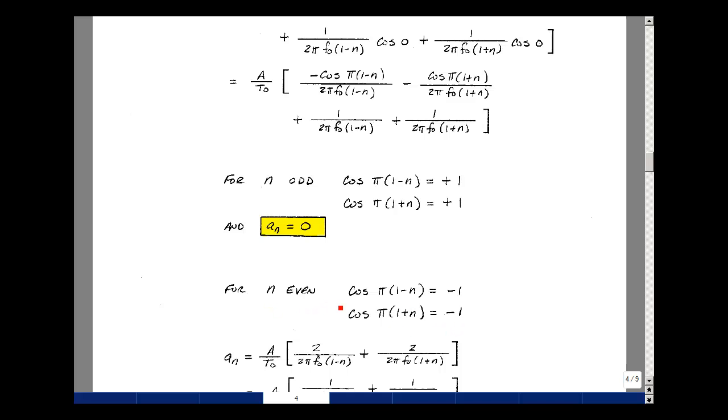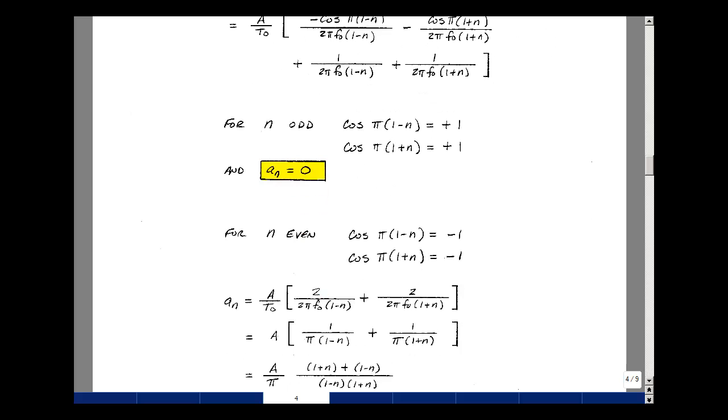So for n even, the cosine of pi (1 minus n) is equal to minus 1, so I get a plus 1 divided by 2 pi f naught (1 minus n). That's the same term as here, so I get 2 of those. And likewise, this term is also equal to minus 1, so I get a plus 1 divided by 2 pi f naught (1 plus n). I get the same term again, so I've got 2 of those. The 2's cancel.